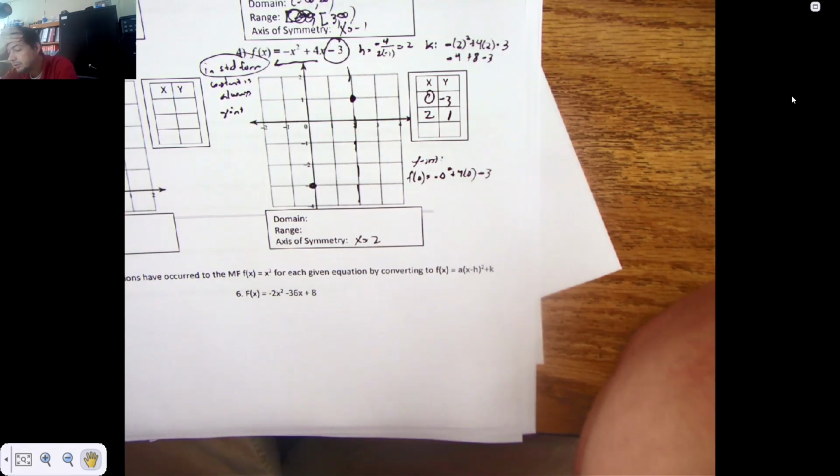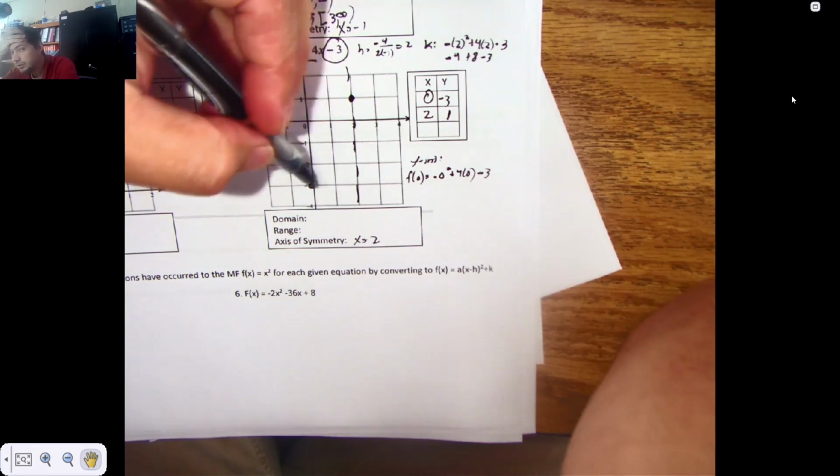Now I'm going to use the axis of symmetry to find the other point. This is 2 units left. There must be another point 2 units right, and it's at 4, negative 3.